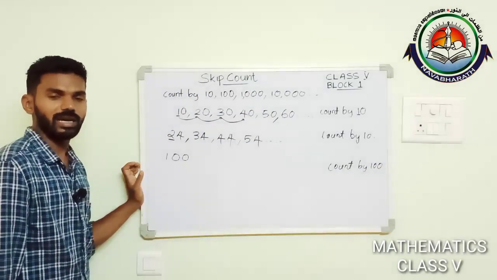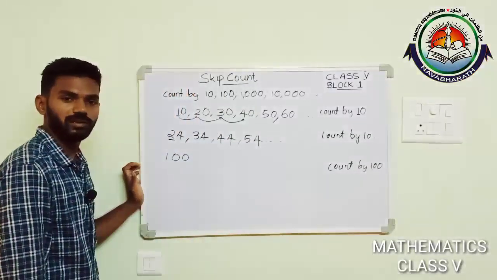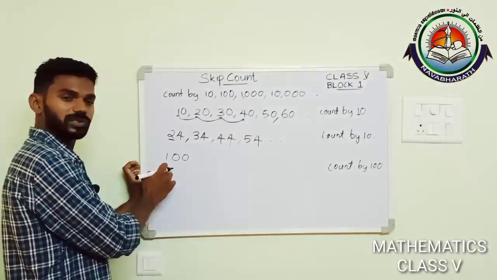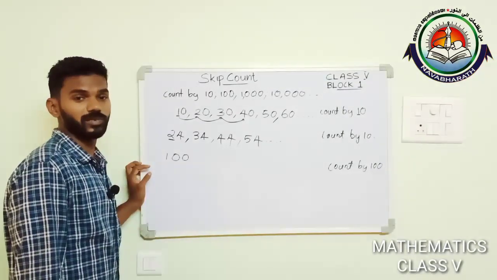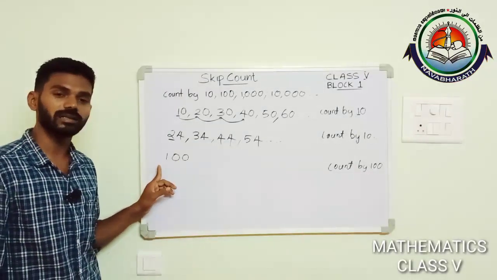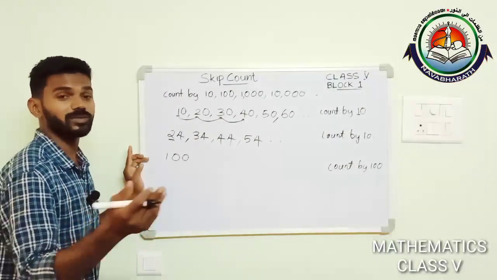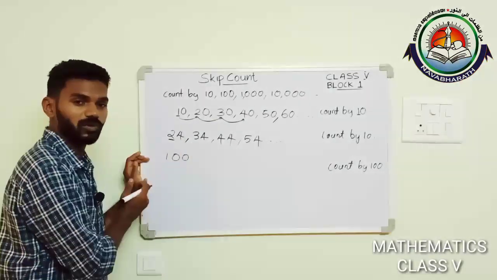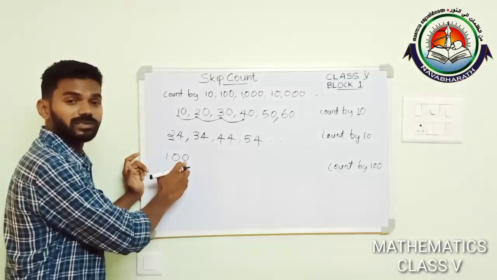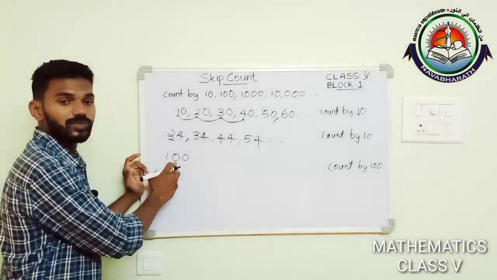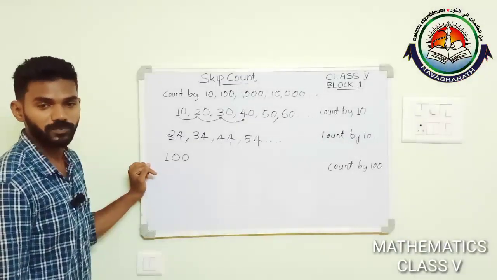For that, at the beginning, since it is count by 100, I have to choose the digit at the hundredths place. Which is the digit at the hundredths place here? You can see that the place value starts from the rightmost end. This 0 is on the ones place. This is on the tens place. And on the hundreds place there is the number 1.